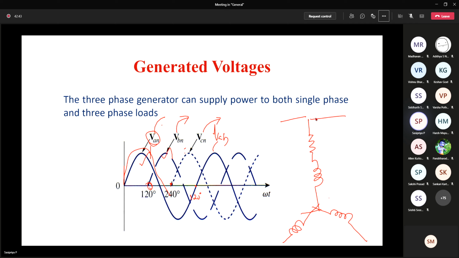From each phase we are going to get the output voltage. So let us consider this is VAN from the first phase. Let us assume A phase, B phase and C phase. Okay, so from each of the phases we are going to get the output voltage.